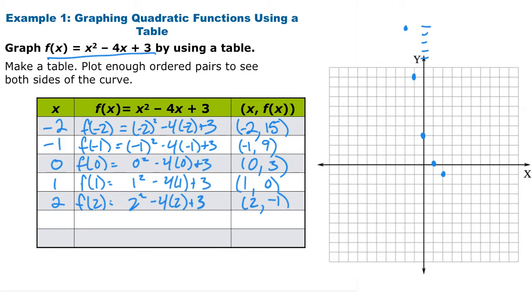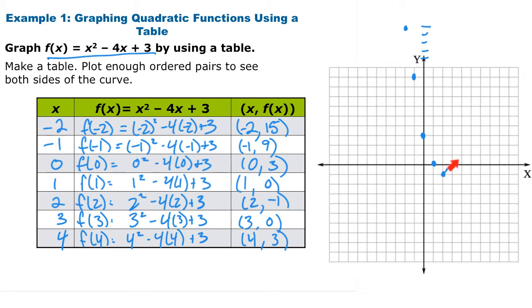Okay, so when I got my points and I graphed them here, I'm seeing that I don't see the other side of my parabola yet. So I'm going to pick a few more values from my graph. It looks like I should maybe keep going to the right and pick x being 3 and 4. When I find those new values, I have a few more points to put on my graph. And now I can see both sides of the parabola and I can finish sketching it.